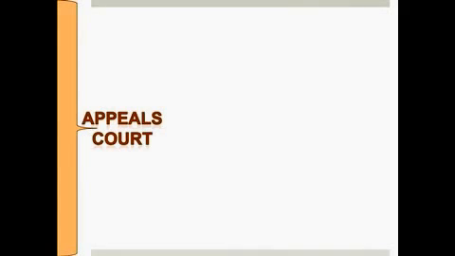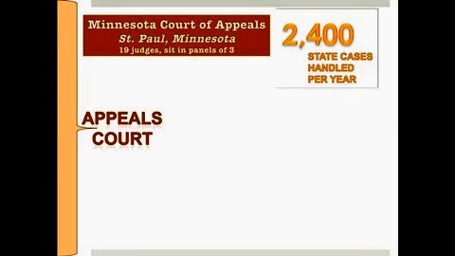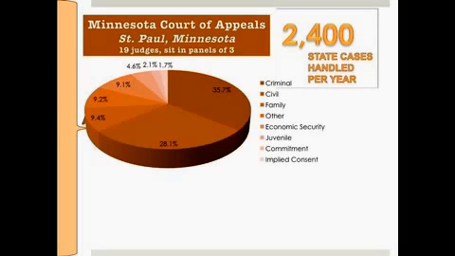Now, if one of the opinions from the 10 judicial districts within Minnesota State are appealed, they're appealed to the Minnesota Court of Appeals. Of course, there are 3 exceptions to this rule: murder cases, tax cases, and lawyer discipline cases. The Minnesota Court of Appeals handles about 2,400 cases each year. Of these appeals filed, the most common ones are criminal, followed closely by civil, family law, economic security, which is typically unemployment cases, juvenile cases, commitment cases, and implied.